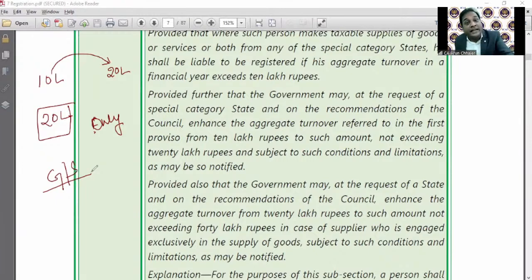If I am providing the supply of the goods and services, should I be considered as exclusively engaged in the goods? Answer would be no. Then normal limit 20 lakhs.